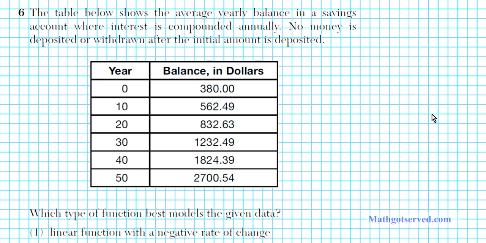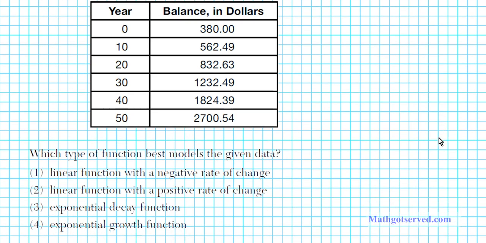All right, let's take a look at question number 6. It says, the table below shows the average yearly balance in a savings account where interest is compounded annually. No money is deposited or withdrawn after the initial amount is deposited. So you have the years going from 0 to 50, and they have the balance in dollars. Which type of function best models the given data? Is it a linear function with a negative rate of change, a linear function with a positive rate of change, exponential decay, or exponential growth?